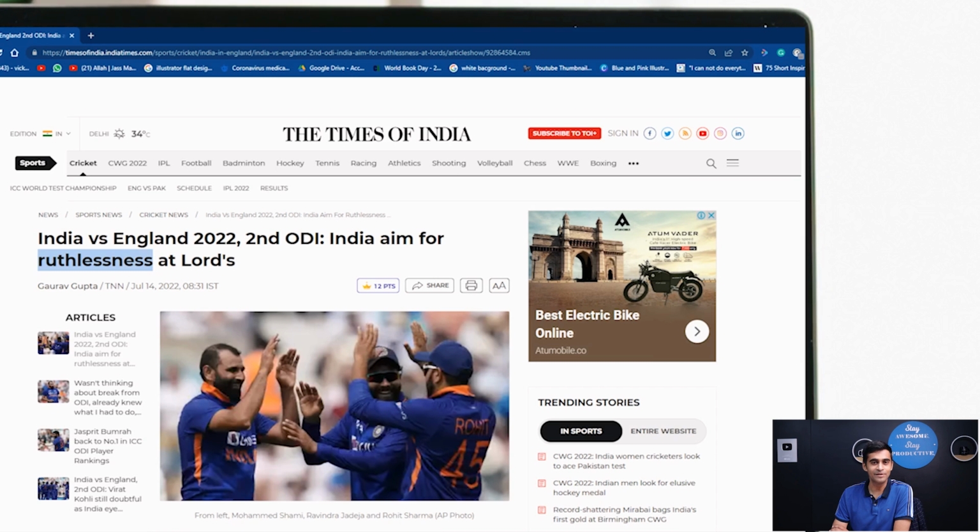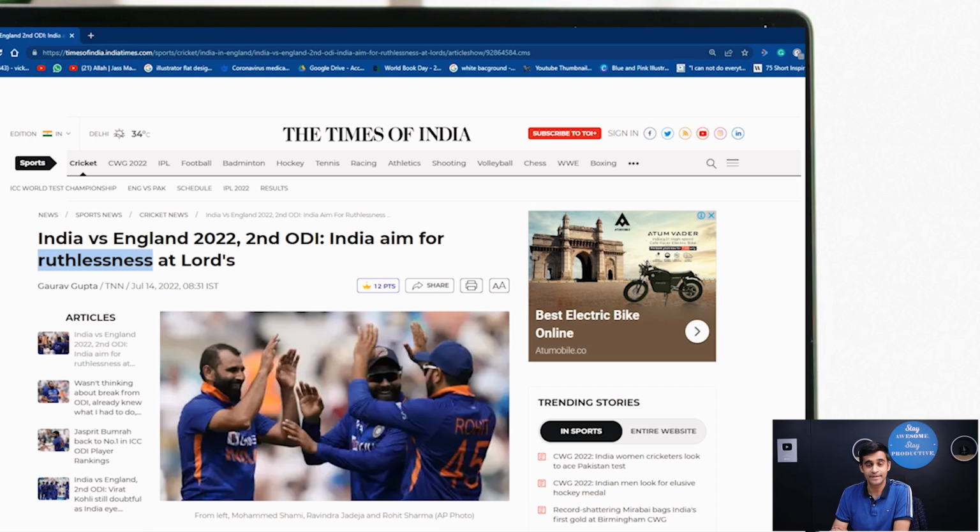However, if I look at the image, it shows that India is celebrating. There is celebration going on at the Indian side. So this means India is doing well. So, India aim for ruthlessness at Lord's. We are familiar that, okay, Lord's is the name of the stadium.